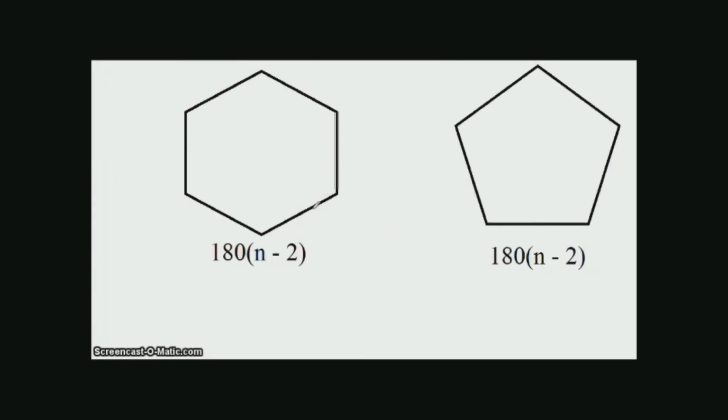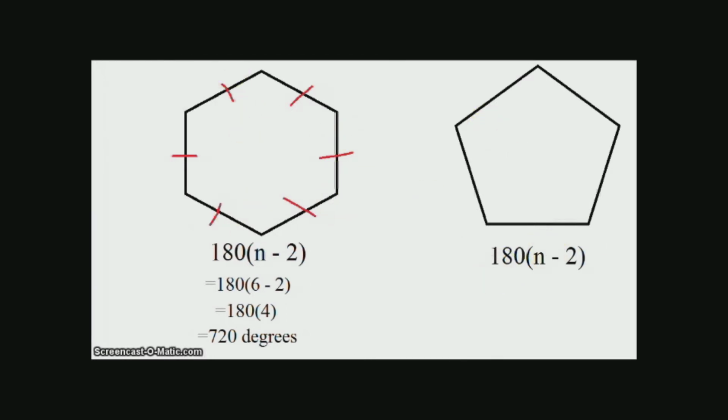Okay, now let's do a couple of examples. For the following polygons, what is the sum of all interior angles? So this polygon, let's see how many sides it has. That's 3, 4, 5, 6. So this polygon has 6 sides. So let's put that in the equation. So that will be 180 times brackets 6 minus 2 brackets. 6 minus 2 is 4, so 180 times 4. And the answer is 720 degrees. So this polygon has 720 degrees of interior angles in total.